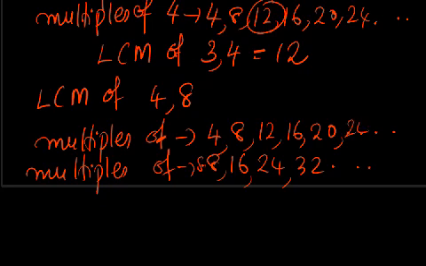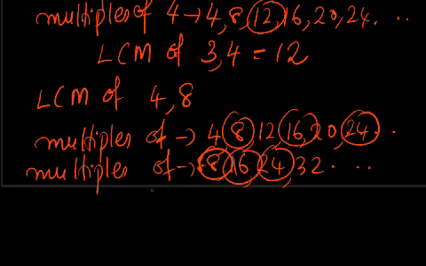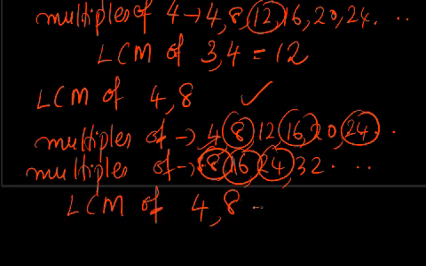So we can see many common numbers here. 8, then the next one 16, then 24. But we have to pick the smallest one. So the smallest one is 8. So the answer is 8. LCM of 4 and 8 is equal to 8.